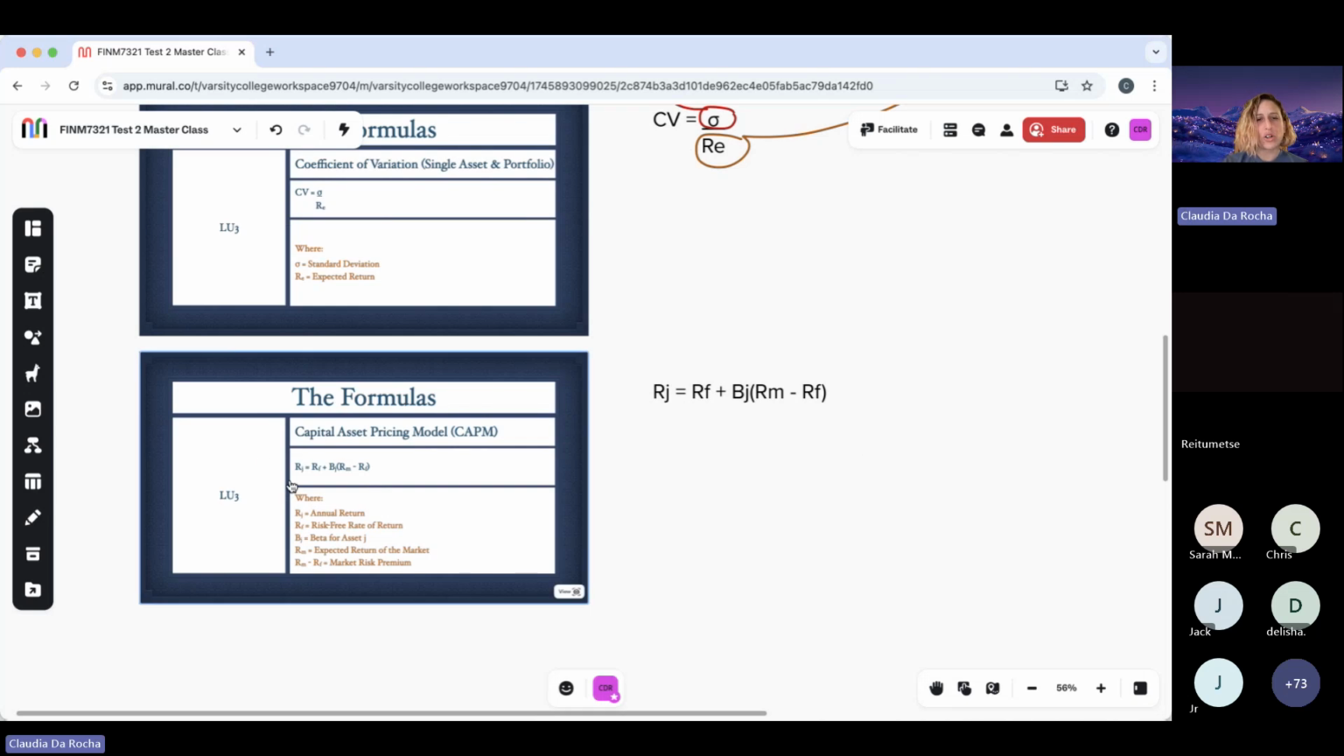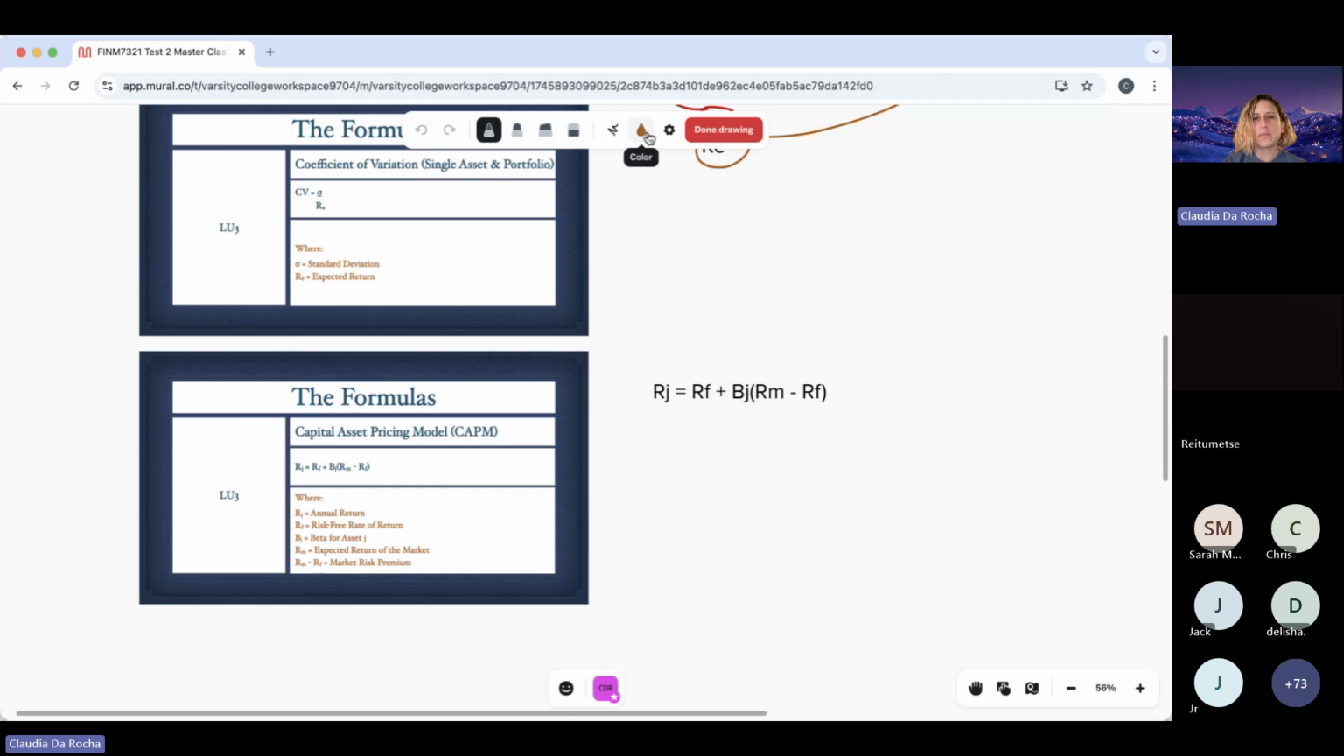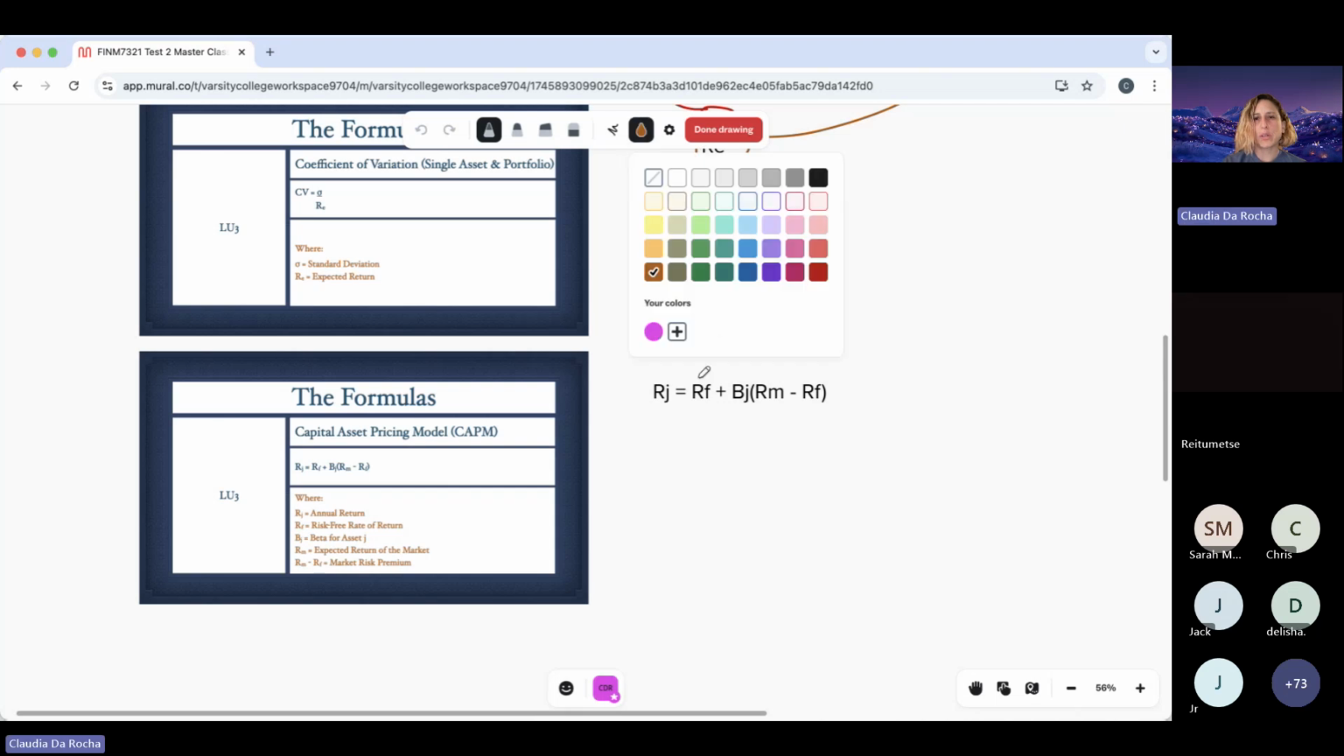All right, so last one, your CAPM to calculate return. Okay, so you've got your RJ, which is your return. That's the return that you're calculating. I'm just going to keep it in the brown because we've used that for our return, so that's fine.